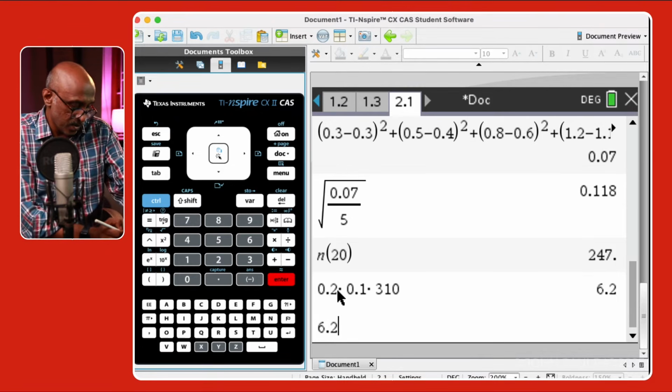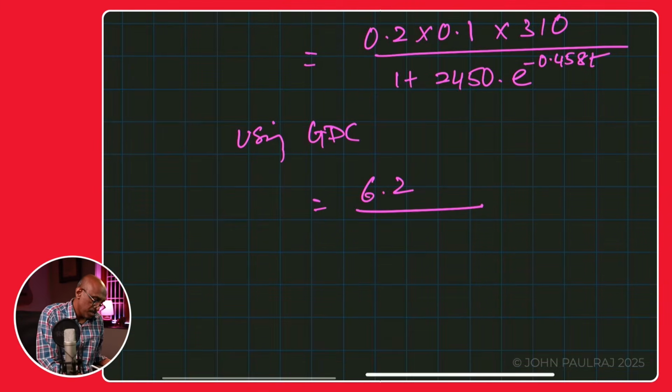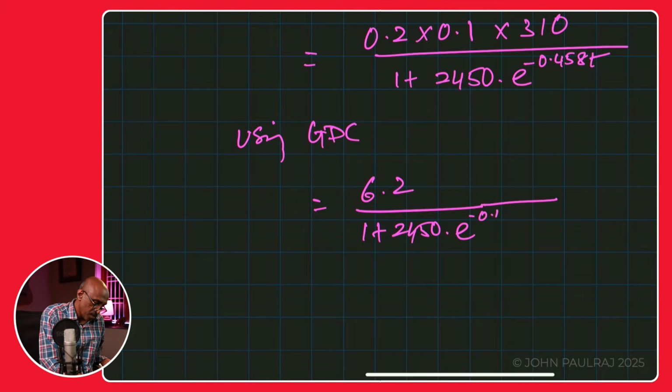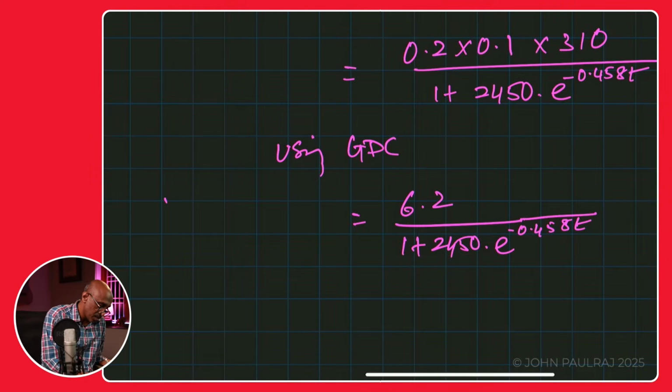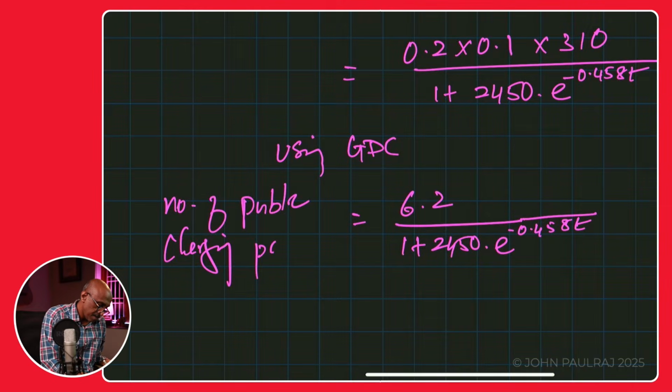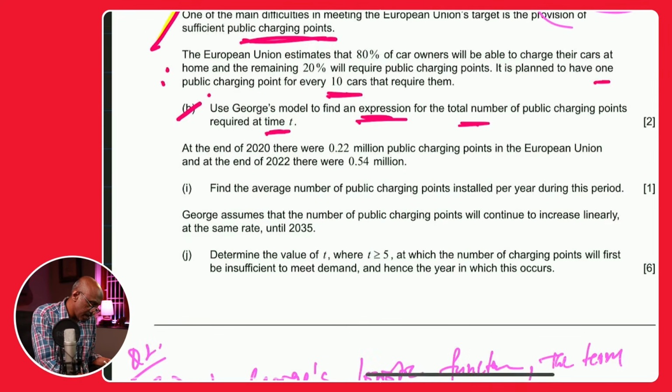Let's bring that down here. So we say 6.2 over 1 plus 2450 e to the power of negative 0.458 t. This is the required number of public charging points, so we can write down number of public charging points. All right, next one is 2i.